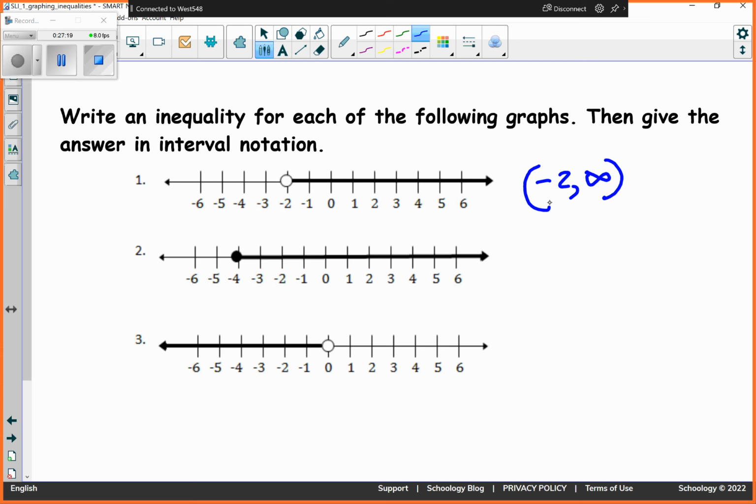All right, problem number 2. Where does it start? -4. Where does my arrow point to forever? Infinity. Infinity has what kind of bracket always? Soft. -4. Is it a hard bracket or a soft bracket? Hard bracket. You're absolutely right. Why is it hard? You got a solid dot. I love it.